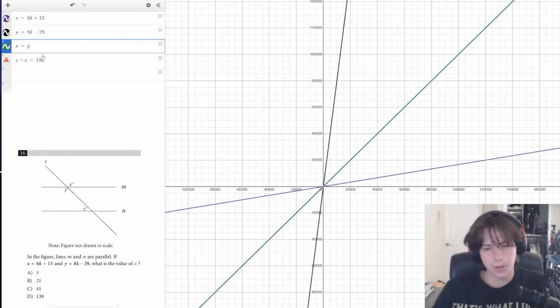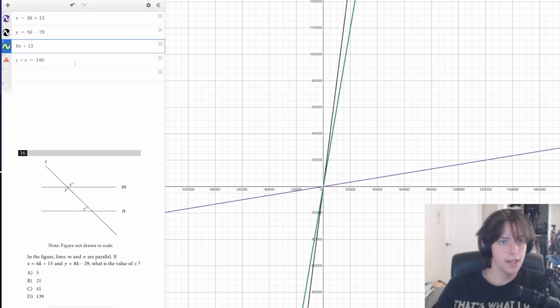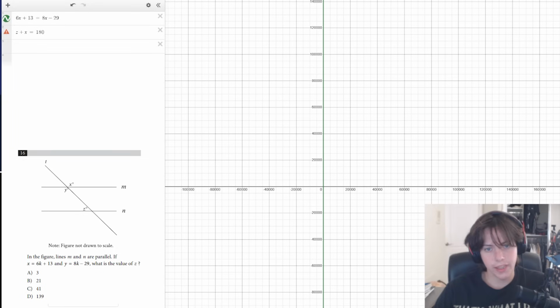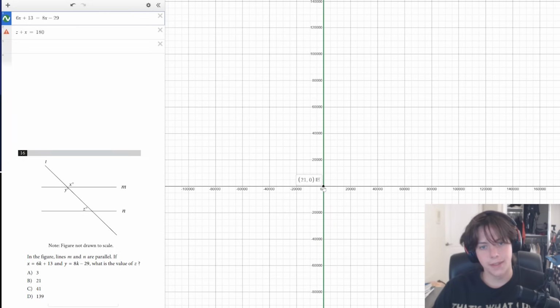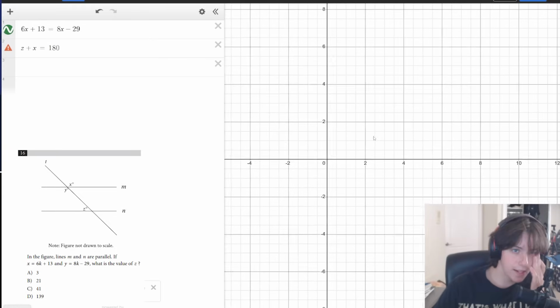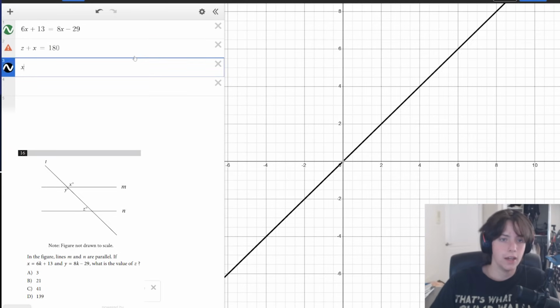With Desmos, it's always better to rewrite all your variables as x for systems of equations. So we know that 6x plus 13 equals 8x minus 29. This is to find k, by the way. Doing this, we see that we have this green line, and it's an intersection at 21, 0. And that means that in our original equation, k is just 21.